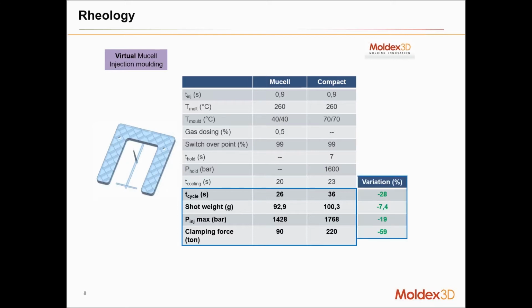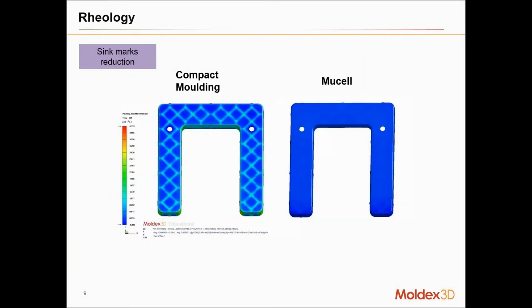So if you look at these four, you see quite a bit of variation or reduction in your cycle time, your shot weight, your clamping tonnage requirements, your pressure requirements for the Mucell process. Now, when you look at a comparison of the conventional injection molding process with Mucell, you can immediately see how much of a difference Mucell makes to the part surface quality in terms of reducing those sink marks.